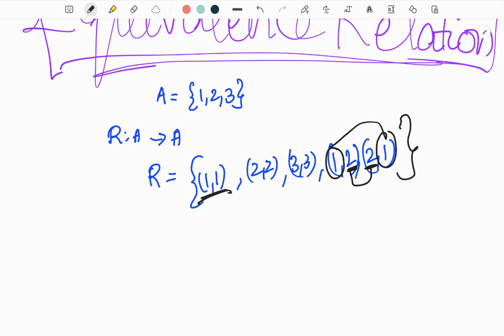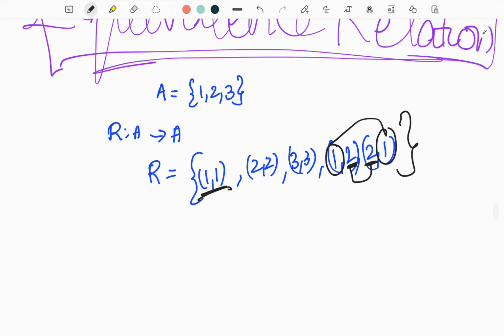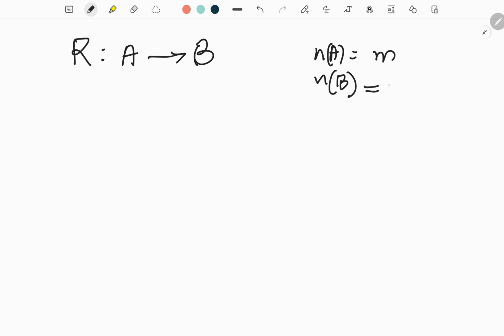You can create as many equivalence relations as you want, but of course there is a fixed number of equivalence relations for a specific number of elements, so that I will be explaining now. So there are certain formulae which you need to remember in the relations topic. So the first one is, what are the number of relations possible? Let's say I am considering a relation from the set A to the set B. And let's say the cardinality of A is M and the cardinality of B is N.